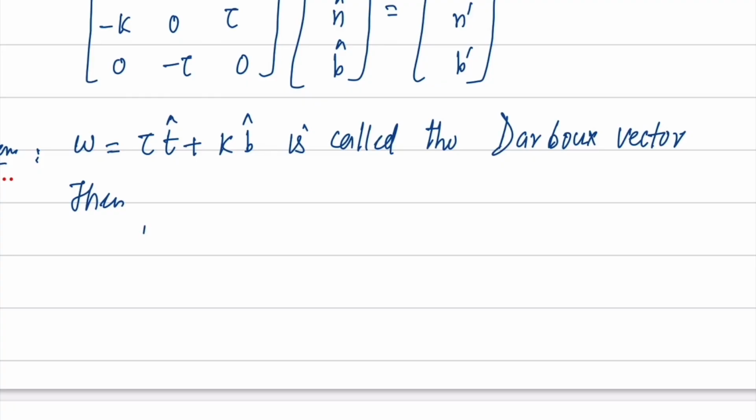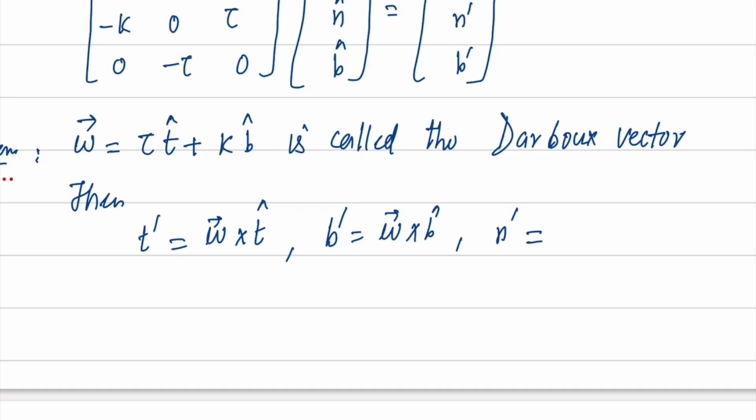Then we have t dash is equal to w cross t. So this is w taken its cross product with the tangent vector. This gives us the first Serret-Frenet formula for t dash. Similarly, b dash is equal to w cross b. And similarly, n dash is equal to w cross n. So this is also the way we can define the three Serret-Frenet formulae using the Darboux vector.